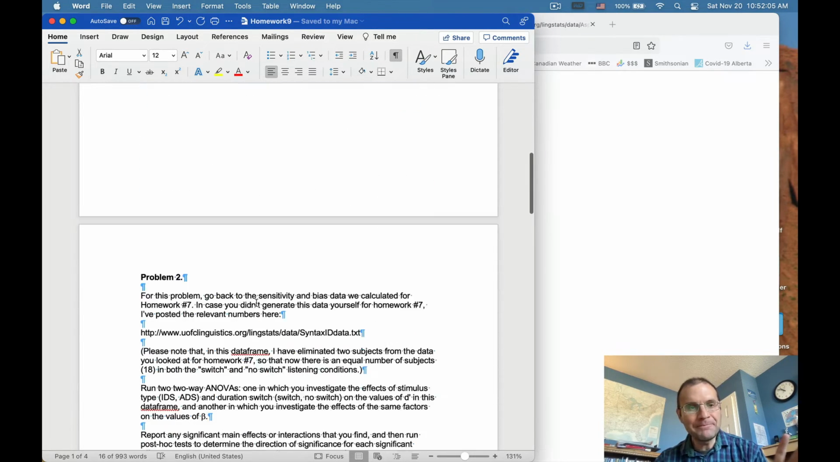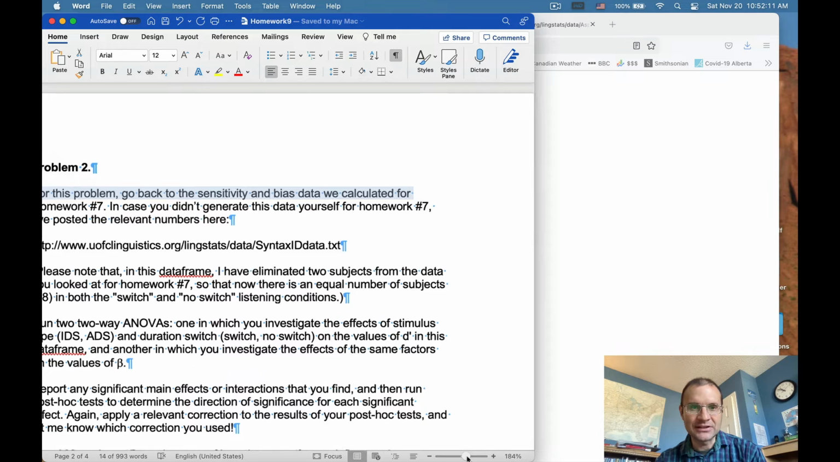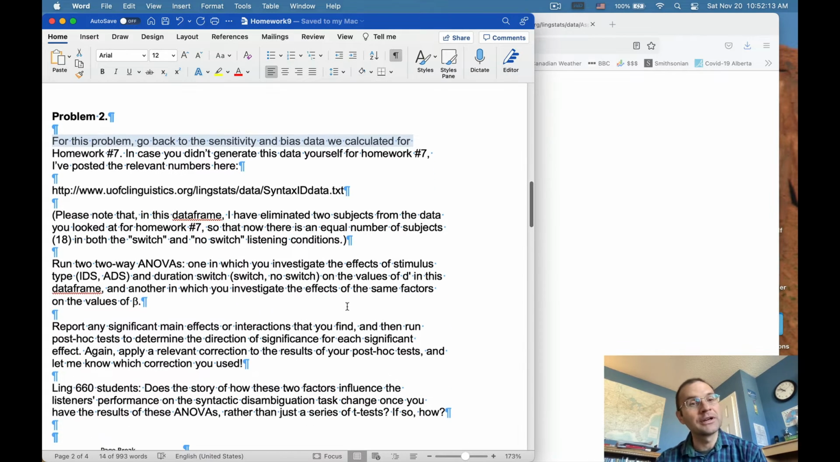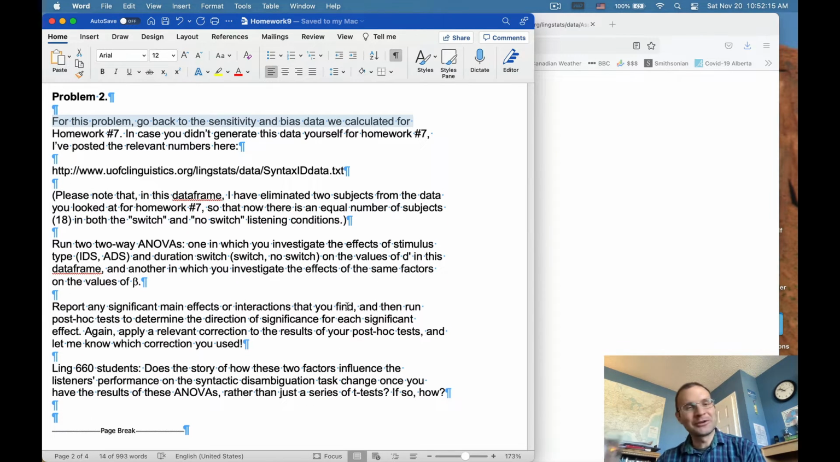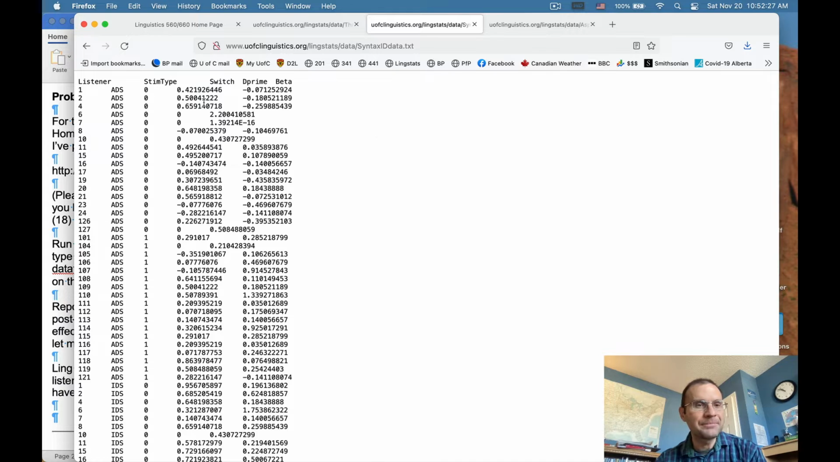That's problem number one. Problem number two, we're also going to go back to data we've seen before. In this case, we are going to go back to the sensitivity and bias data we calculated for homework number 7, which I'm sure you all remember and all still love because that's one where we did all that scripting. In this case, you don't have to generate any of the data again because I've done it for you, and I've tweaked it a little bit.